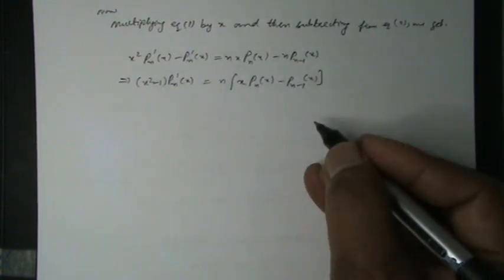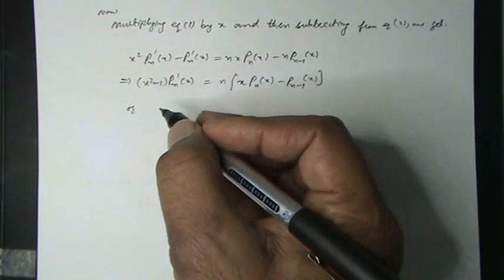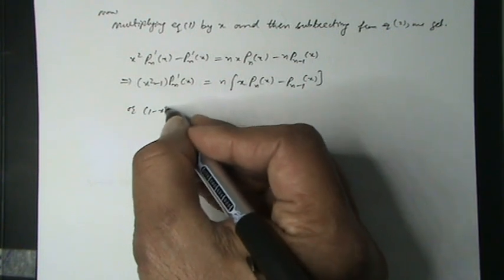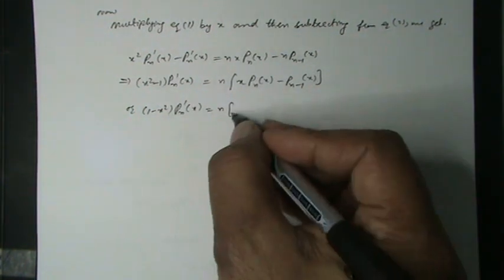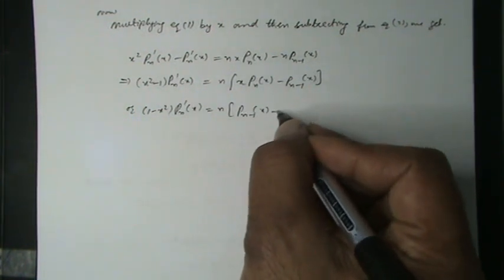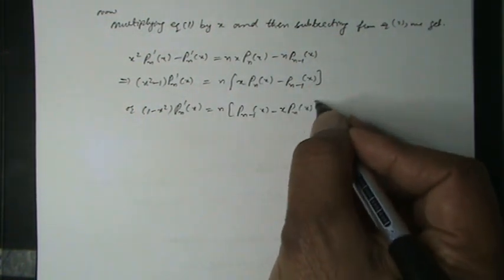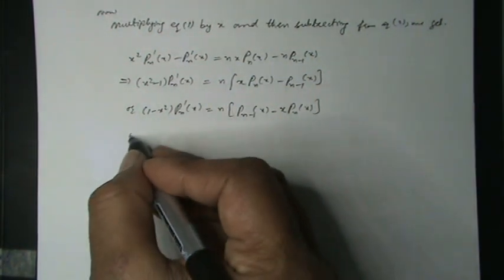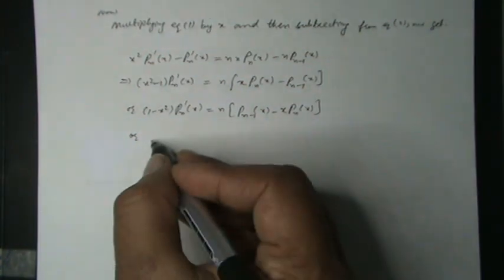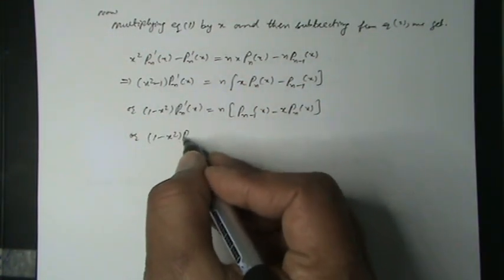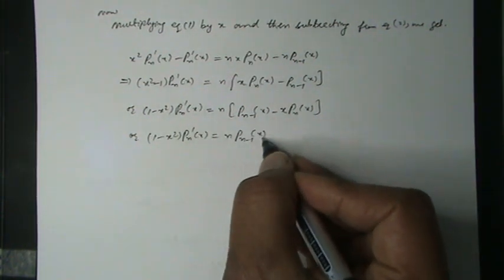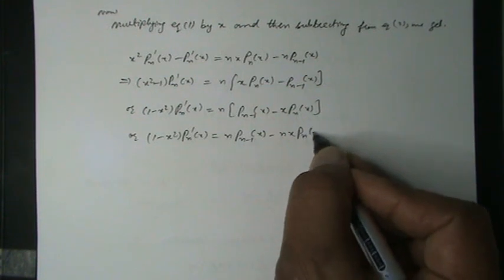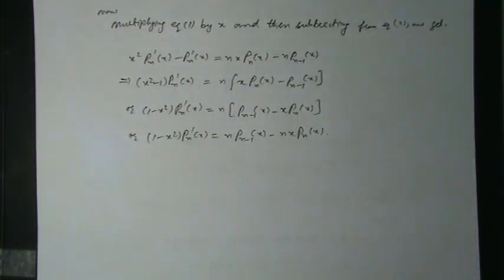Or it can be written as (1 - x²) Pn'(x) = n Pn-1(x) - x, only interchange the terms. Or it can be written as (1 - x²) Pn'(x) = n Pn-1(x) - n x Pn(x) as required.